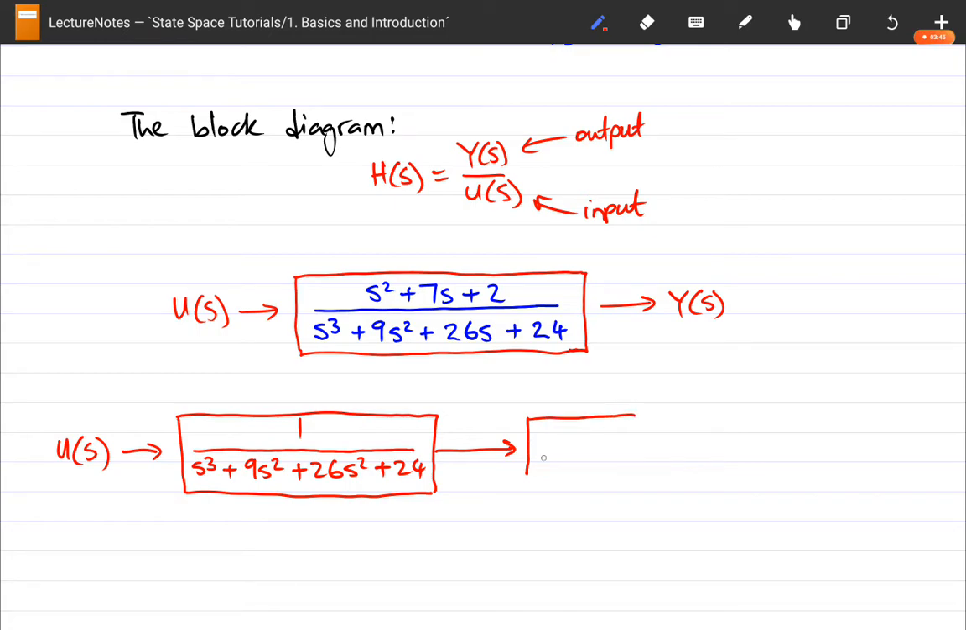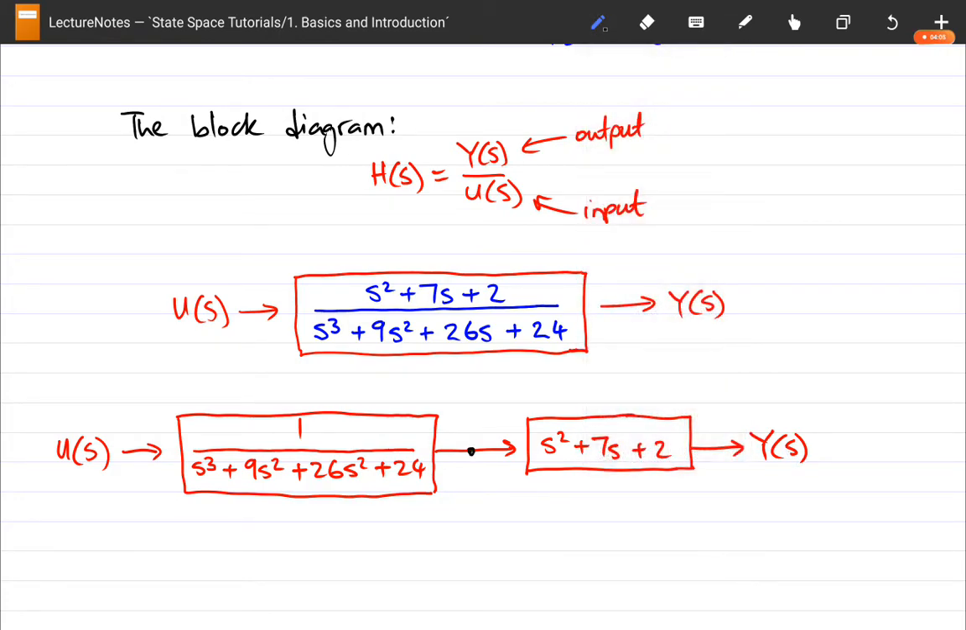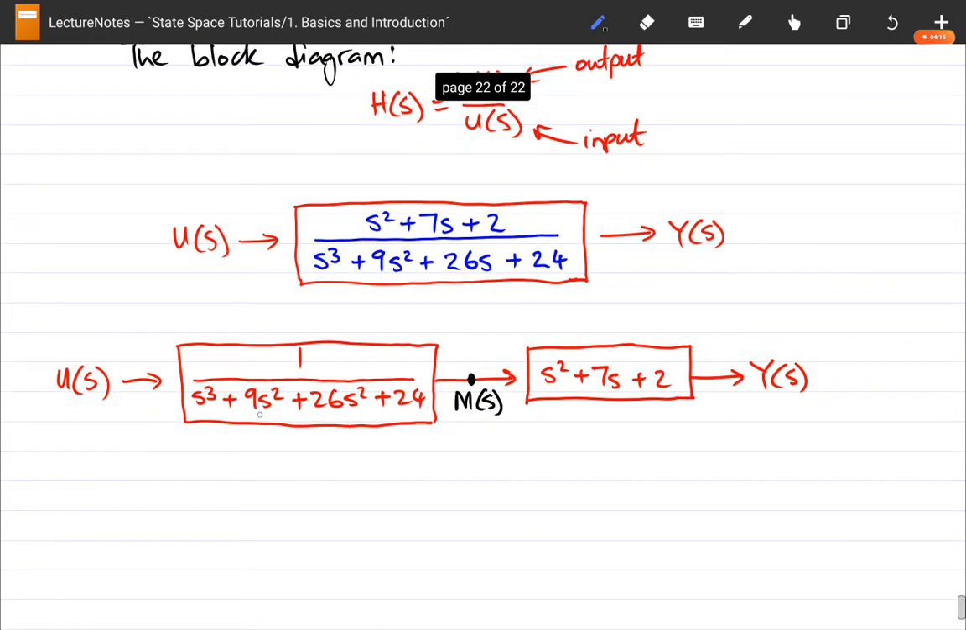And I'm going to separate both the numerator and the denominator so that we have two blocks. 7s plus 2. And then we still have the output here. And because now we have 2 blocks, we should have an intermediate system here. I'm going to define this intermediate as M(s), M representing middle. Okay, so this still means the same thing as our initial block diagram. I hope that is obvious for everyone.